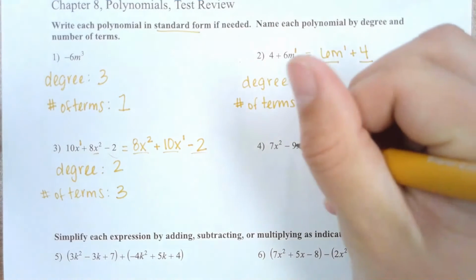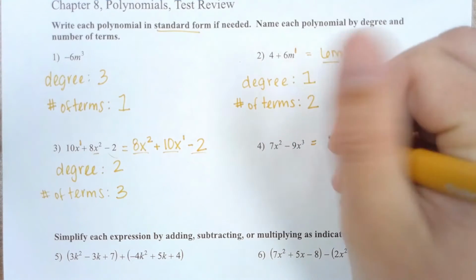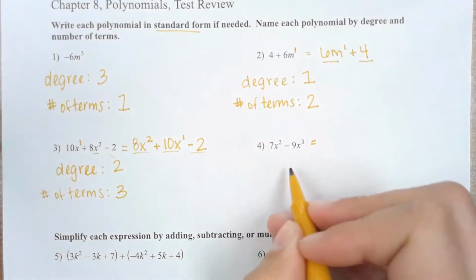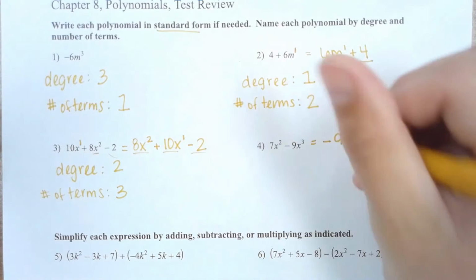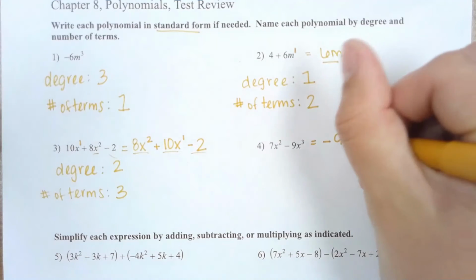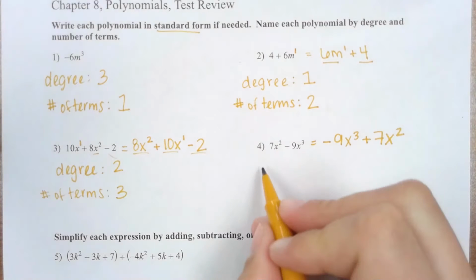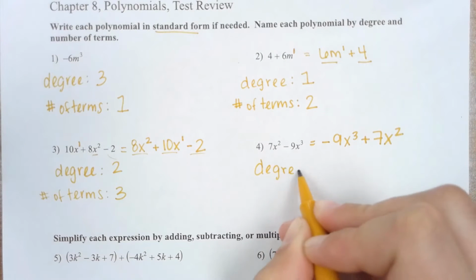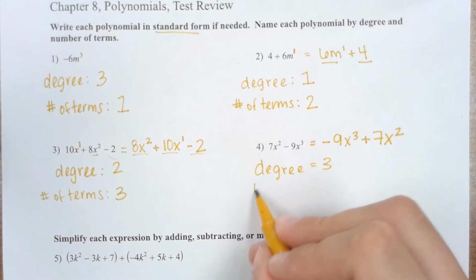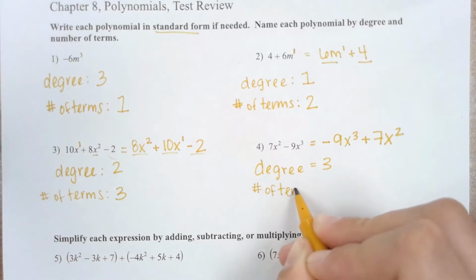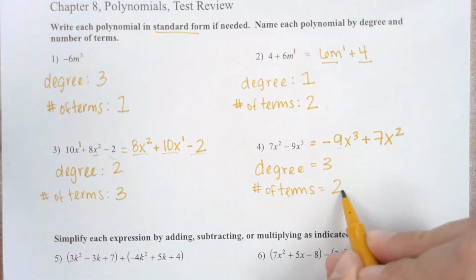Okay, and then the last one here, my 9x to the third needs to come before the x squared because it has a higher exponent. Remember though, with the subtraction sign before it, it's really a -9. So your standard form would be -9x cubed, and then your 7x squared would go next. My degree, the highest exponent here, is a 3. And then the number of terms, everything separated by addition or subtraction signs, I have 2 terms.